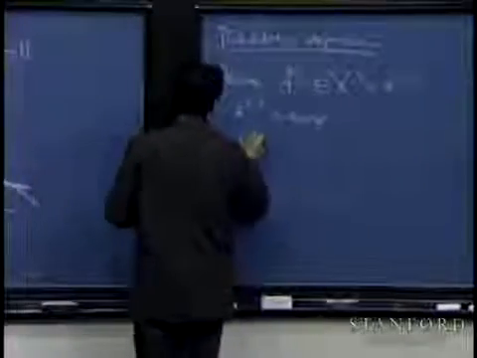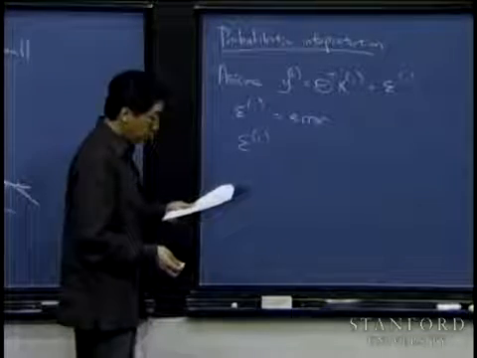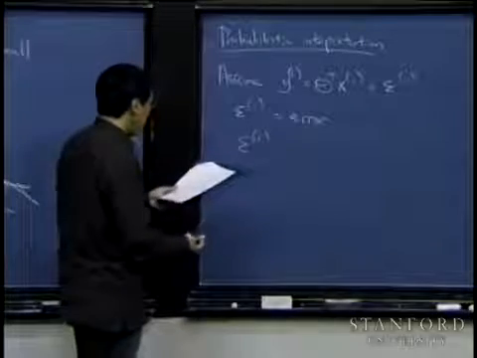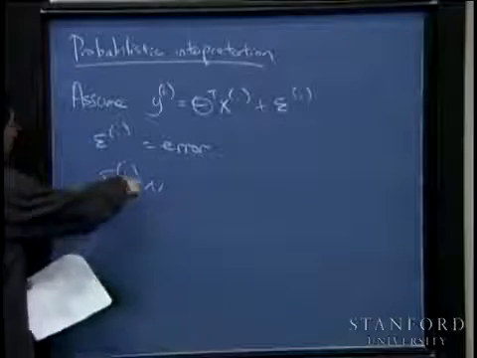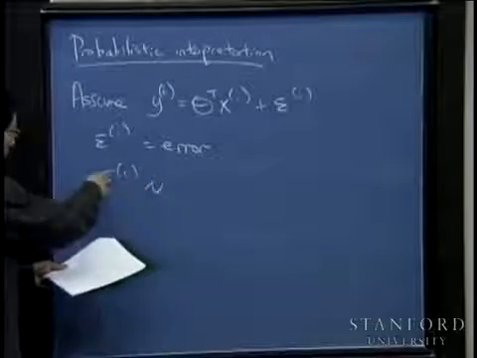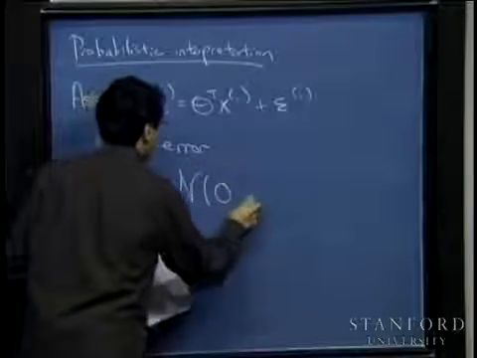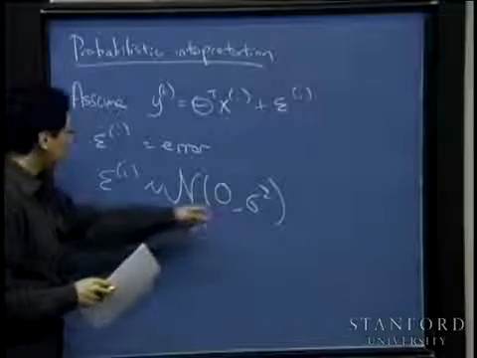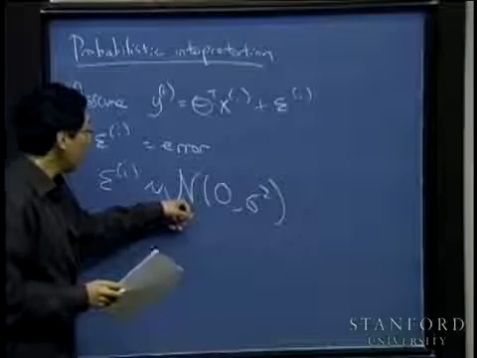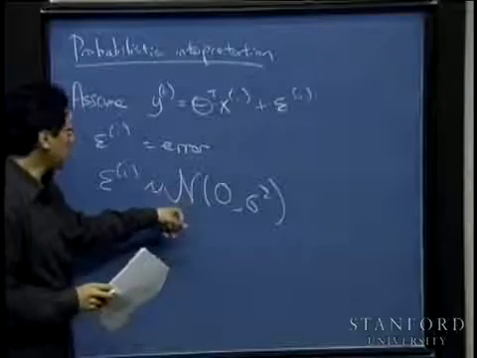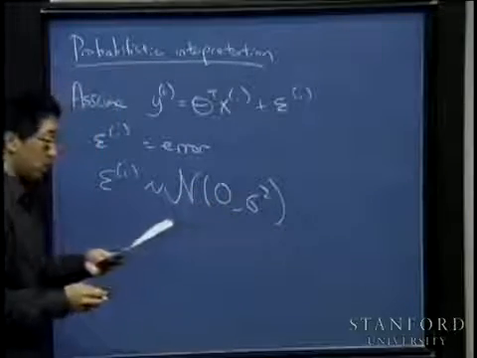And now I will assume that the errors have a probability distribution. I'll assume that the errors epsilon i are distributed, and this tilde denotes that epsilon i is distributed according to a probability distribution, a Gaussian distribution with mean 0 and variance sigma squared. I'm going to use script N here, N stands for normal, to denote the normal distribution, also known as the Gaussian distribution, with mean 0 and variance sigma squared.